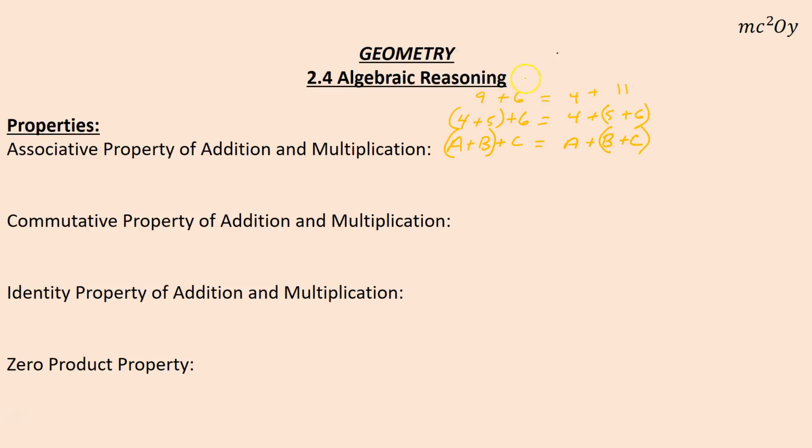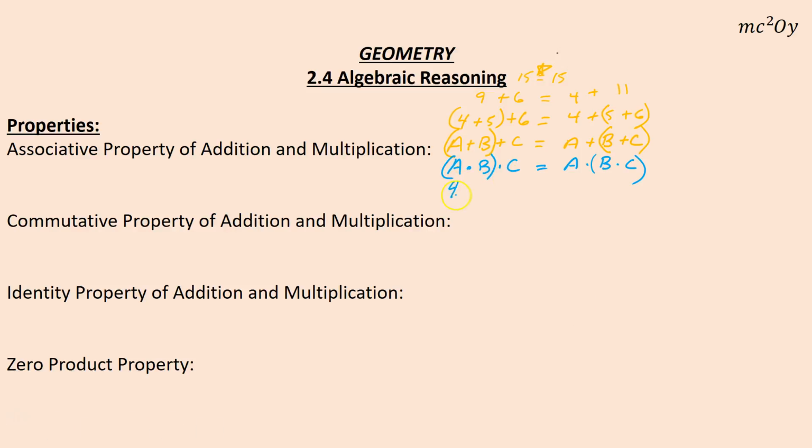Okay? Well, 9 plus 6 is 15, and 4 plus 11 is 15. So it works. Okay? If we used it with multiplication, all that really says, let's switch up the colors here, all that really says is A times B times C equals A times B times C. But it just says you can multiply those different groupings in a different order there.